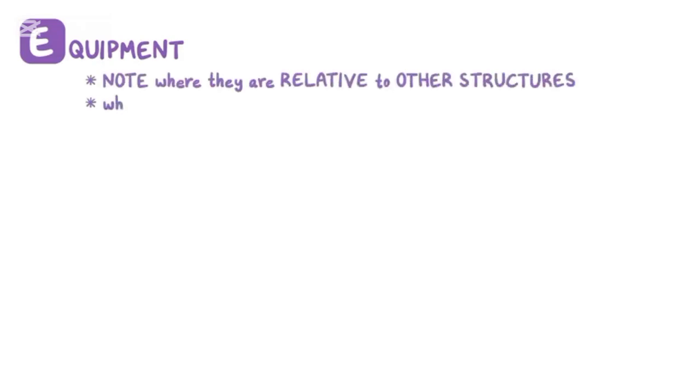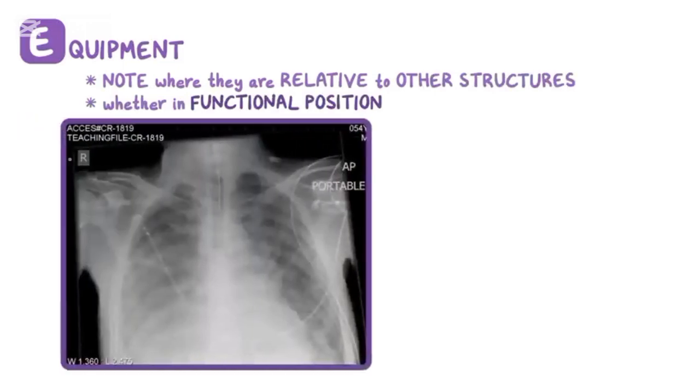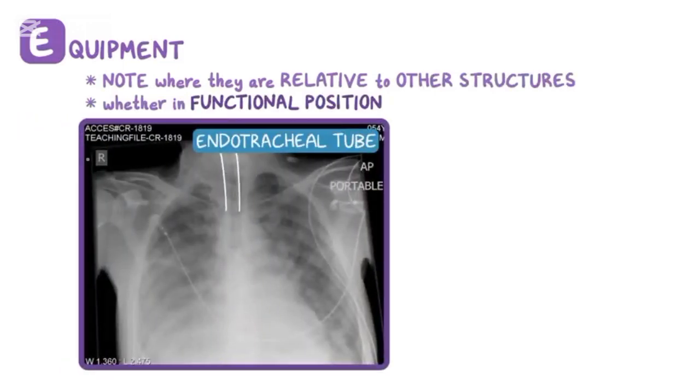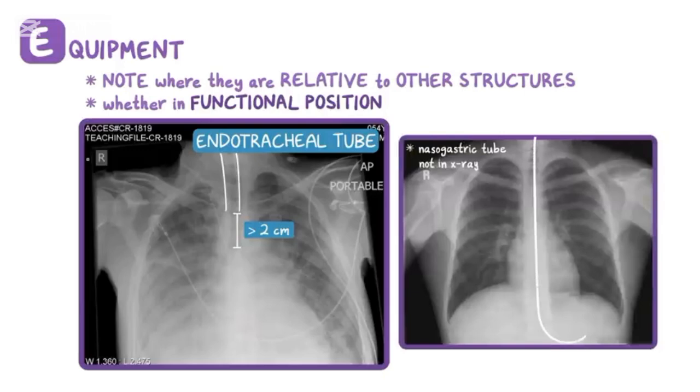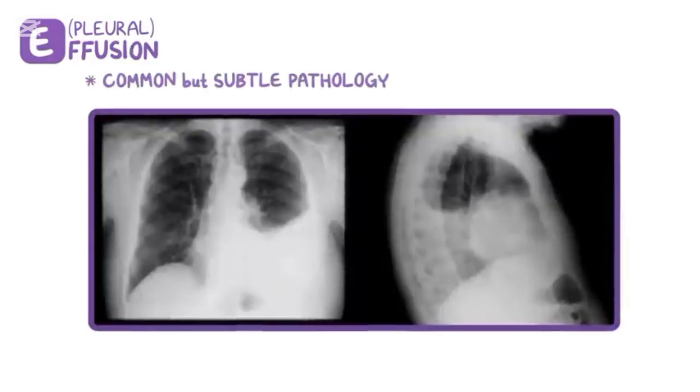E is for equipment, such as lines, tubes, and wires involved in life support. It's important to note exactly where they're located relative to other structures and whether they're in functional position. For example, an endotracheal tube should be in the middle of the trachea, and its tip should be more than 2 centimeters from the tracheal bifurcation, or a nasogastric tube should have its tip well within the stomach. E is also a reminder to check for a pleural effusion, which is a common but subtle form of pathology that you can see on an X-ray. Pleural effusions are fluid that collects at the costophrenic angle and causes blunting of the normally sharp costophrenic angle.